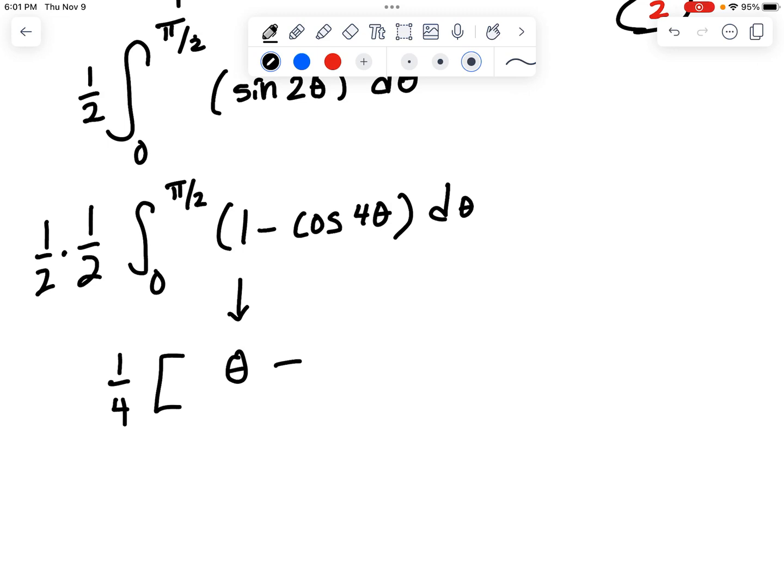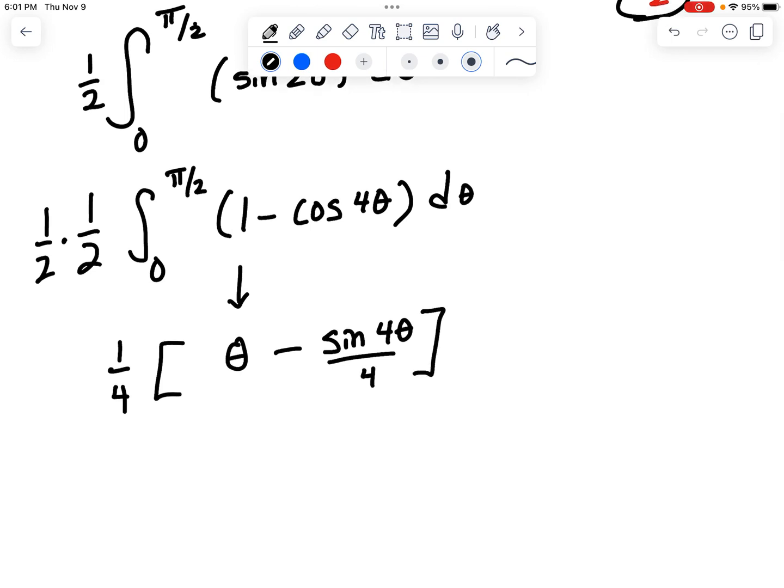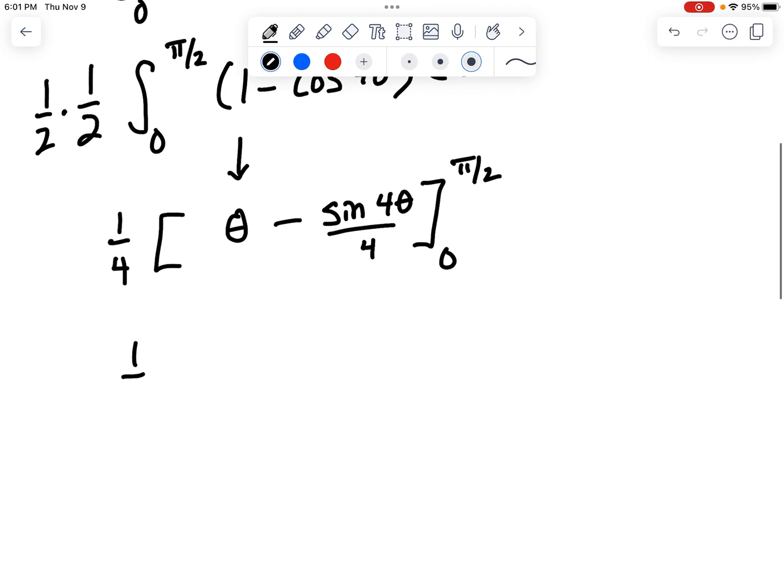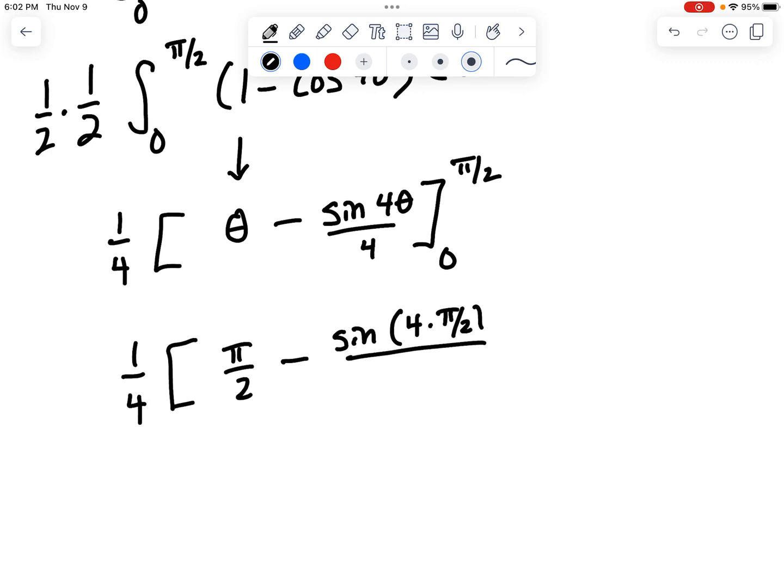Then bring down the negative sign. The antiderivative of cosine, that's going to be sine of 4 theta. And because of the chain rule, we need to divide by the 4. And then evaluate that from 0 to pi over 2. So keep the 1/4 factored out and then substitute pi over 2. And when you do that with the sine, it's going to say 4 times pi over 2. And then that means we're talking about sine of 2 pi, and sine of 2 pi becomes a 0. So this is just going to get canceled.